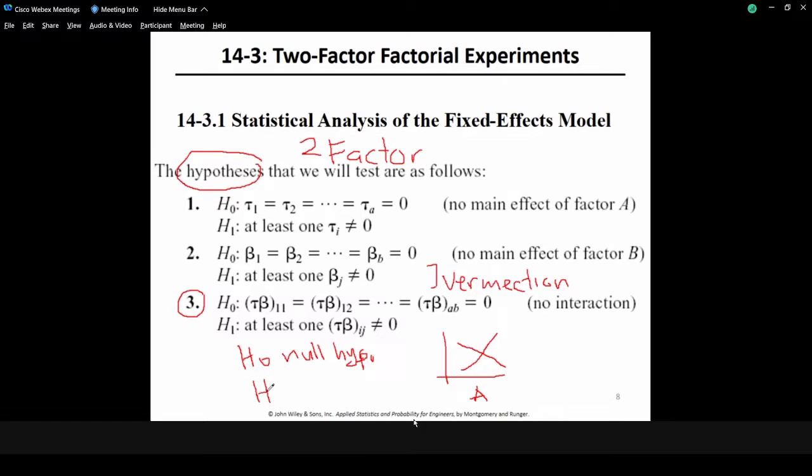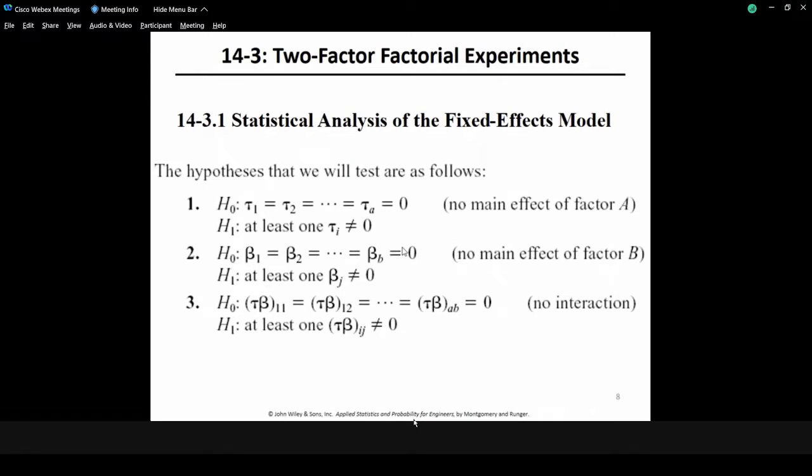Okay. This is H1, alternative hypothesis. Usually, as a researcher, you always try to reject the status quo. That means you are assuming reject or do not reject the null hypothesis. So in this particular case, H0 means no interaction exists. Alternative means there is interaction between factor A and factor B. Okay, hypothesis.